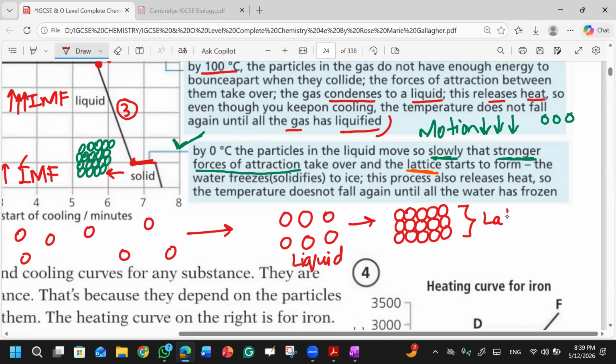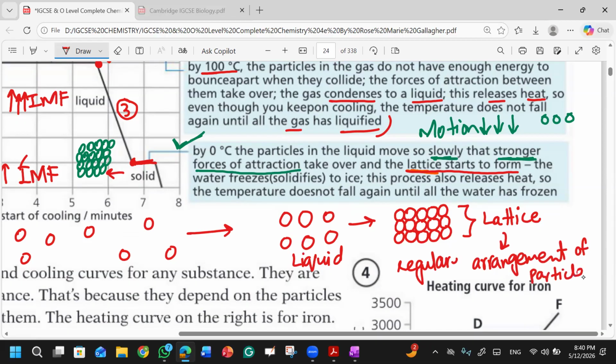That is why they have mentioned it. The lattice will start to form. Whenever you see this terminology, lattice starts to form, it means the solid is forming. Because we have discussed this property in the solid. That solid has a proper lattice. Lattice means a proper regular arrangement of the particles, right? Clear? Are you getting this?